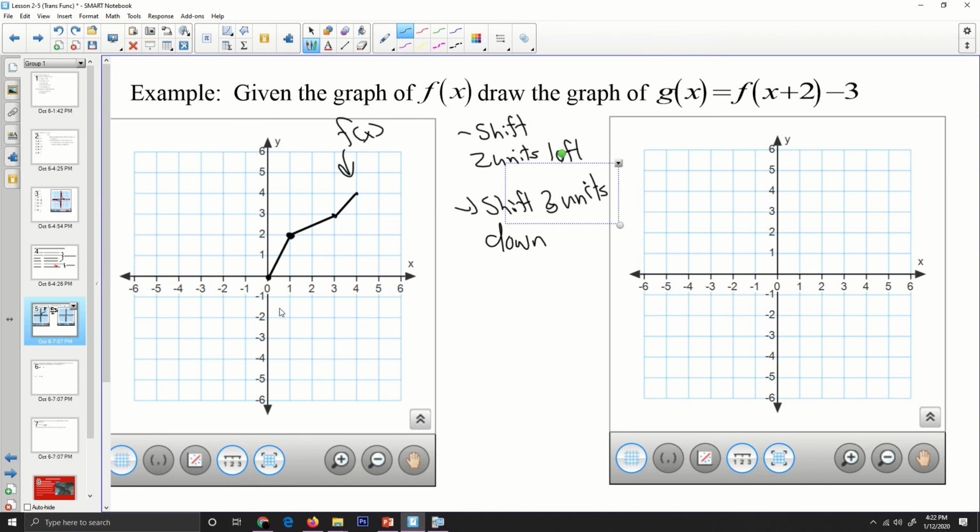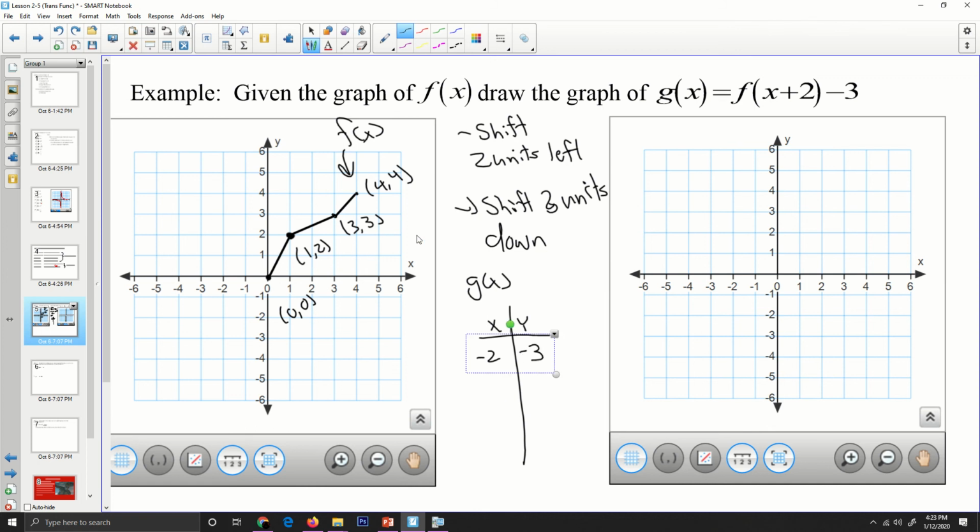All right, so I have this point here, it's a 0, 0. I have this point here, which is 1, 2, and I have this point here, 3, 3, and then this point right here, 4, 4. All right, if I have those points and I shift 2 units left and 3 units down, my new graph for g of x, if I talk about the x and y values, 0, 0, 2 to the left would make it -2, and 0, 3 units down would make it -3.